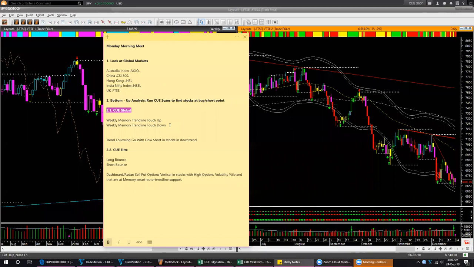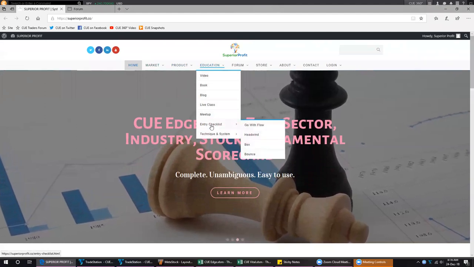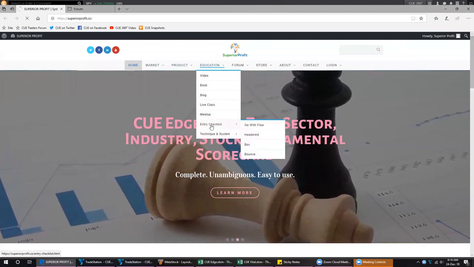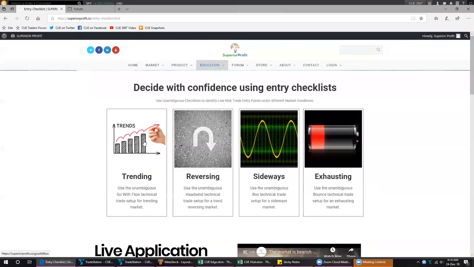Technically speaking, contrarian setups, we in fact have three trade setups that are reversal trades. If we go to our website under education entry checklist, we have listed the four possible market conditions. One is trending. In the trending market, when the stock is going up or down with higher high, higher low, or lower high, lower low, uptrend or downtrend, then we take trend following trade. But the other three trade setups we have cater to reversal trades.